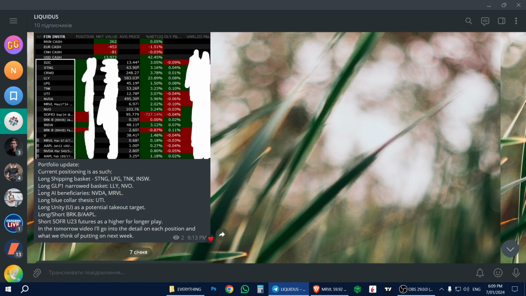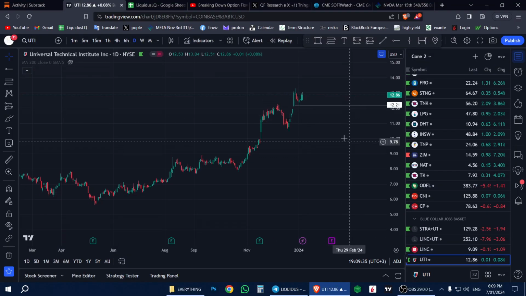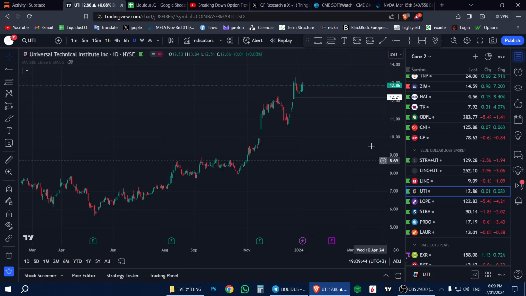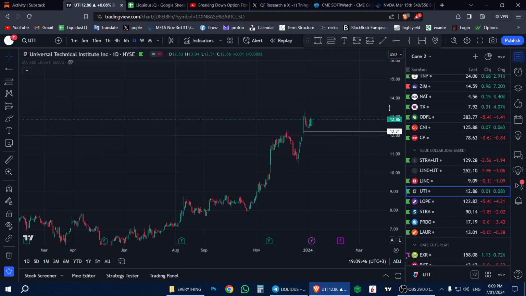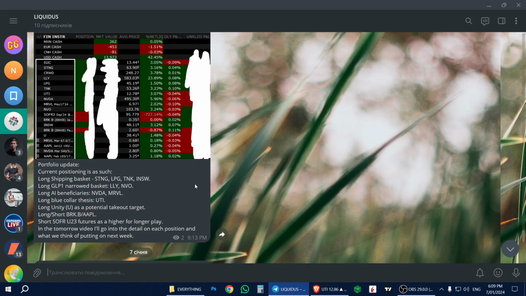This is regarding the AI beneficiaries. Long blue collar thesis, UTI. Not going to go into great detail, but another great thesis for 2024, and relative outperformance of all other names in the basket. Great fundamentals and great relative strength relative to the beta. I don't know what to add. Just long. We're just long UTI right now.